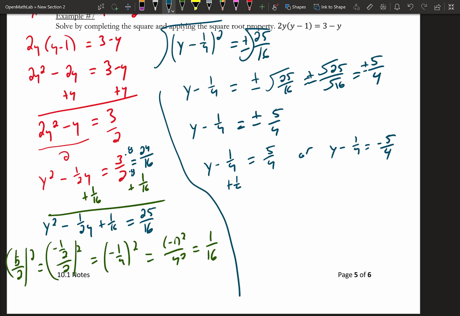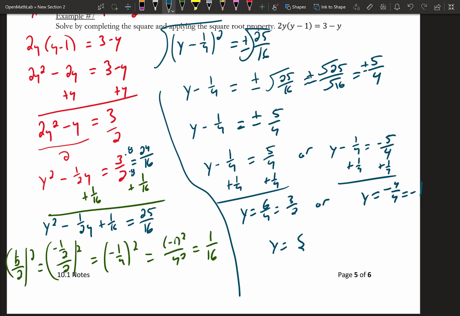So if I add 1/4 to both sides, I get y equals 6/4, which is equal to 3/2, or y equals negative 4/4, which equals negative 1. Right, so the solution set is 3/2 or negative 1.